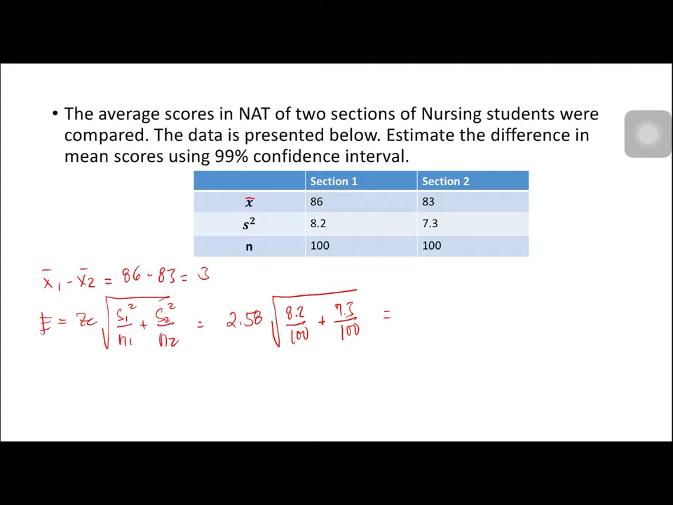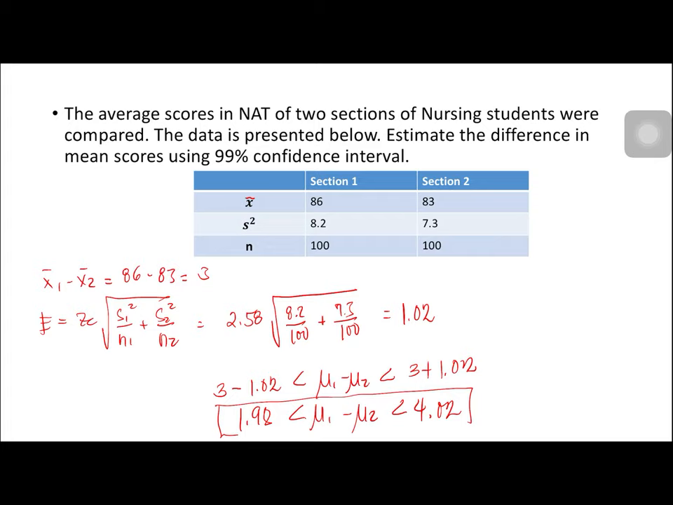Okay, so we have there 1.02. Our difference of the two means, that is 3 minus 1.02, is less than mu 1 minus mu 2, which is less than 3 plus 1.02. This is, we have 1.98 is less than mu 1 minus mu 2 is less than 4.02. So this is our 99% confidence interval for the means.